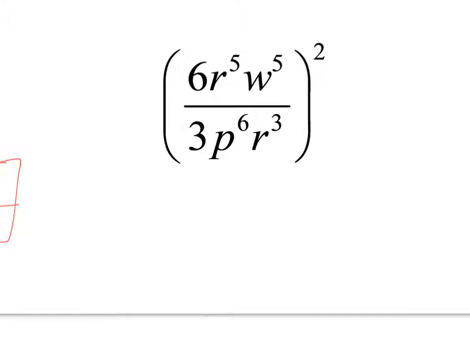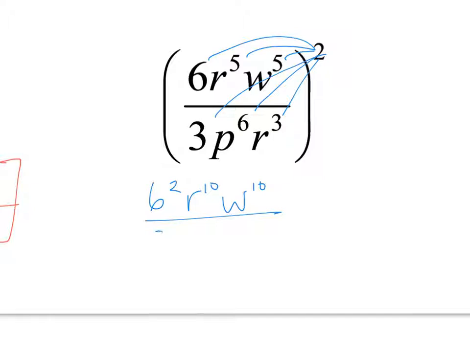Okay, and if we take a look at one more here, I'm going to distribute the 2 to everything inside the parentheses. And when I do that, I get 6 squared r to the 10th, w to the 10th, over 3 squared p to the 12th, and r to the 6th. Now if I simplify further, 6 squared is 36 over 3 squared is 9. R to the 6th, I'll take away 6 down below and I'm left with 4 up top.